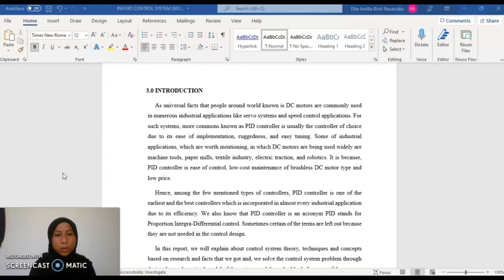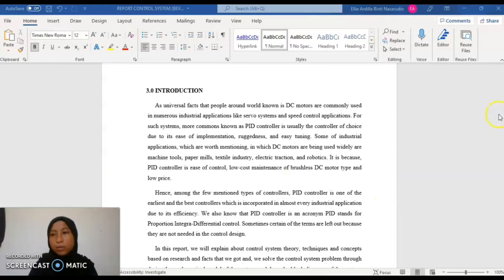Some of the industry applications worth mentioning in which DC motors are widely used are machine tools, paper mills, textile industry, electric traction and robotics. This is because of the PID controller's ease of control, the low maintenance cost of the brushless DC motor type, and low price.